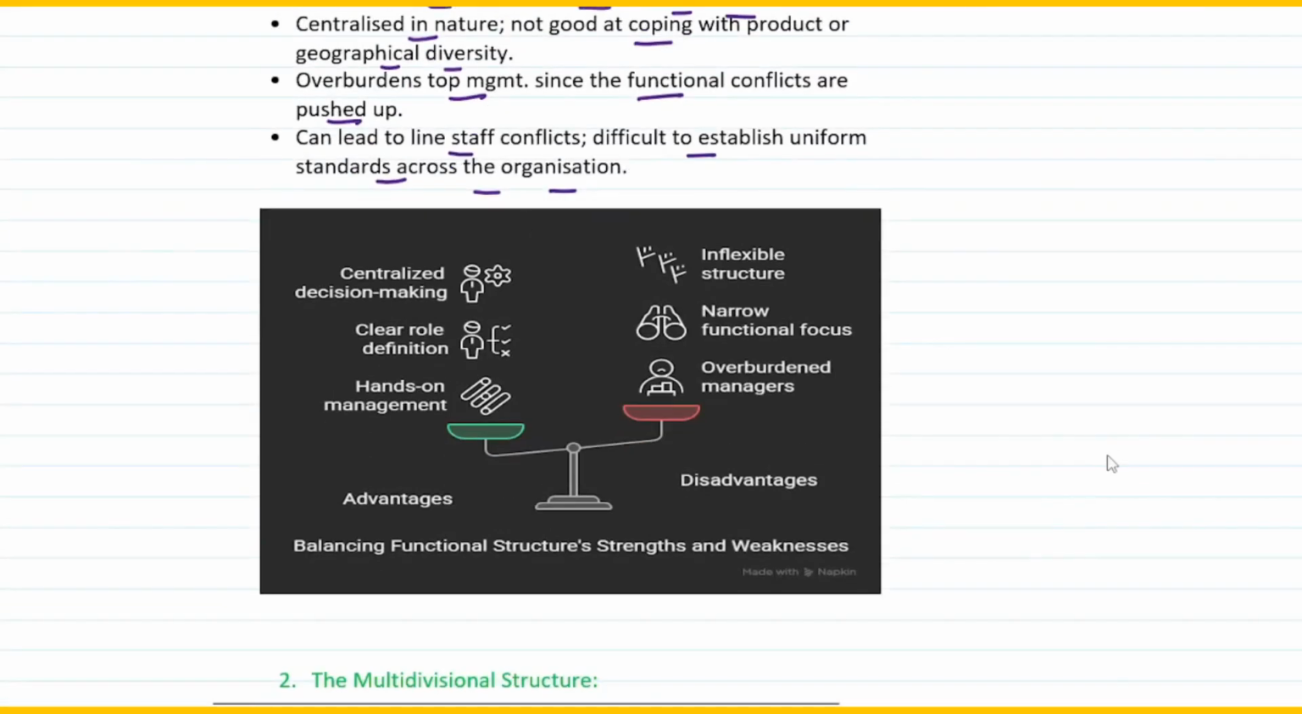So let's understand this with the figure. If you can remember this figure, you can elaborate on the points discussed above. If I talk about advantages, centralized decision making is one thing. Then you would have a clear role definition, because your function is defined and you can have hands-on management experience. But the problem is it can be very inflexible, and it can have a narrow functional focus, because you will think only from your perspective and your department. The managers can generally be overburdened, especially the top management. So this summarizes the advantages and disadvantages of the functional structure.